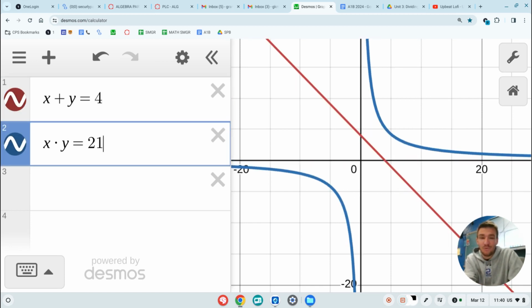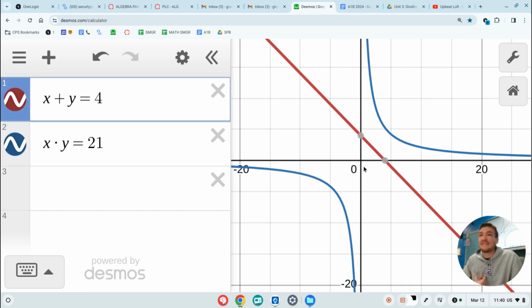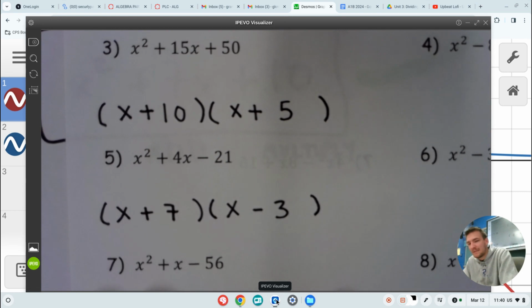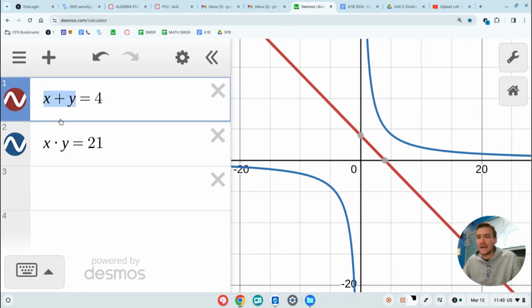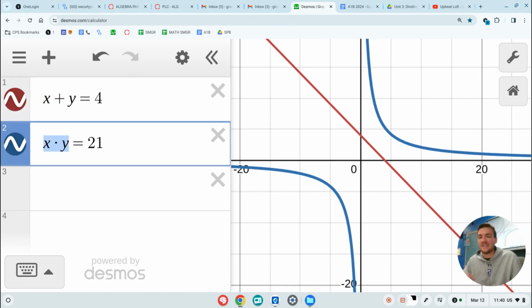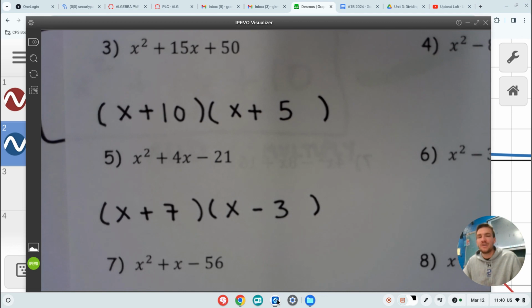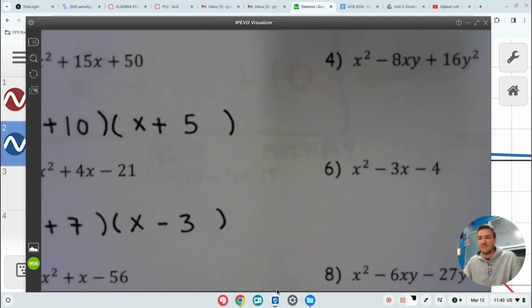If I make it 4 and 21, if I forget my negative sign, it doesn't seem like they touch at all. Or sometimes they will touch and it will just be the wrong answer. So, long story short, type this stuff in Desmos and you'll get it right every single time. The setup is X plus Y, X times Y, and just make sure your negative signs are in there correctly.